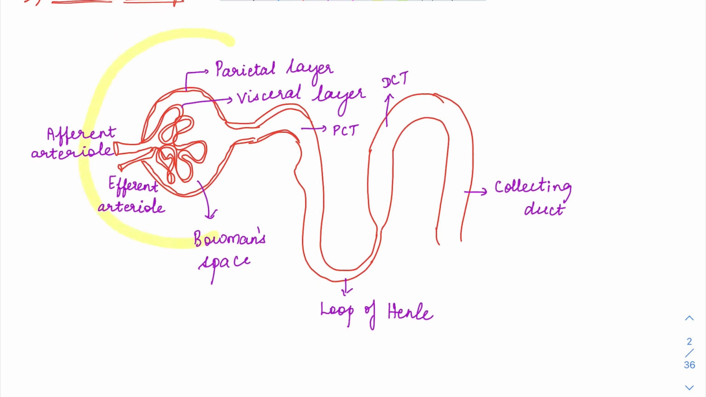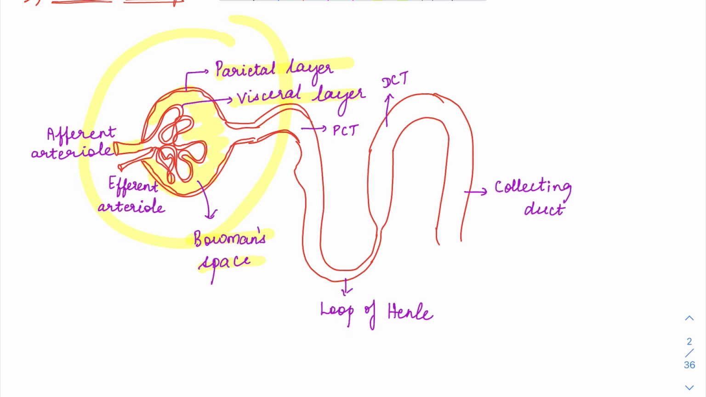This part of the kidney is called the glomerulus. This is the first part we'll be dealing with. The afferent arterioles start and then branch into the capillary tuft, which is surrounded by the parietal layer and visceral layer of the Bowman's capsule. The space between the parietal layer and the visceral layer is the Bowman's space, which is also called the urinary space.